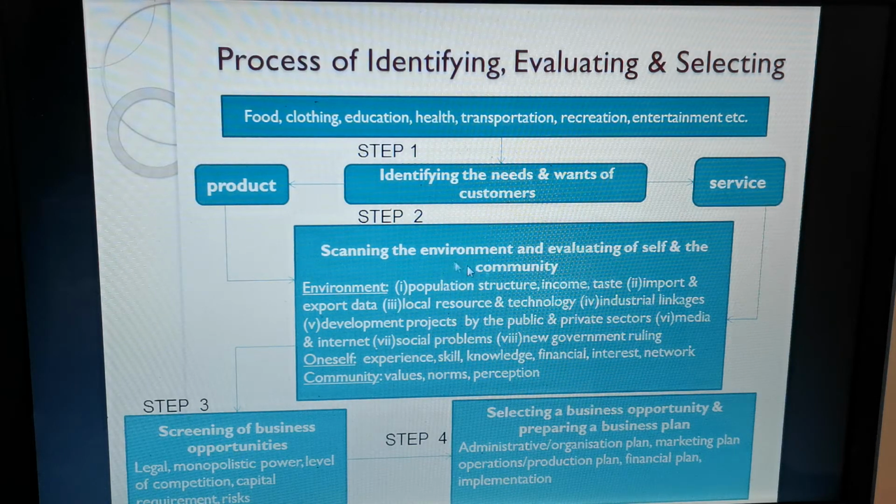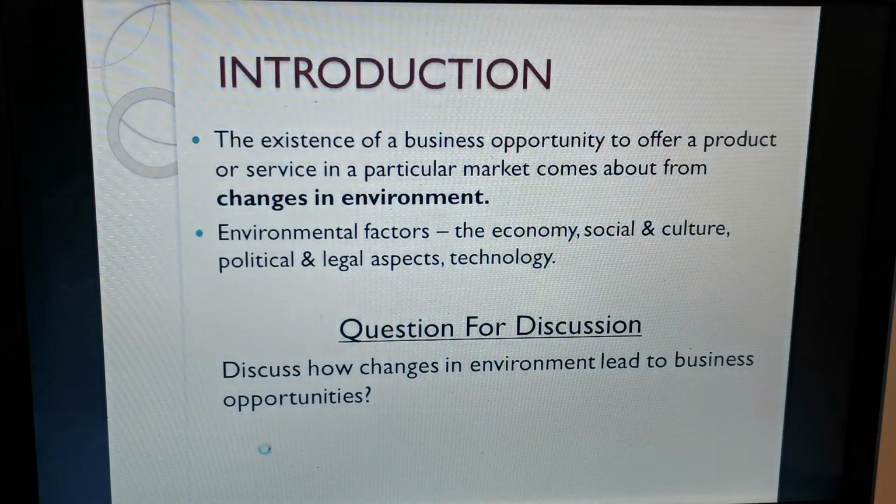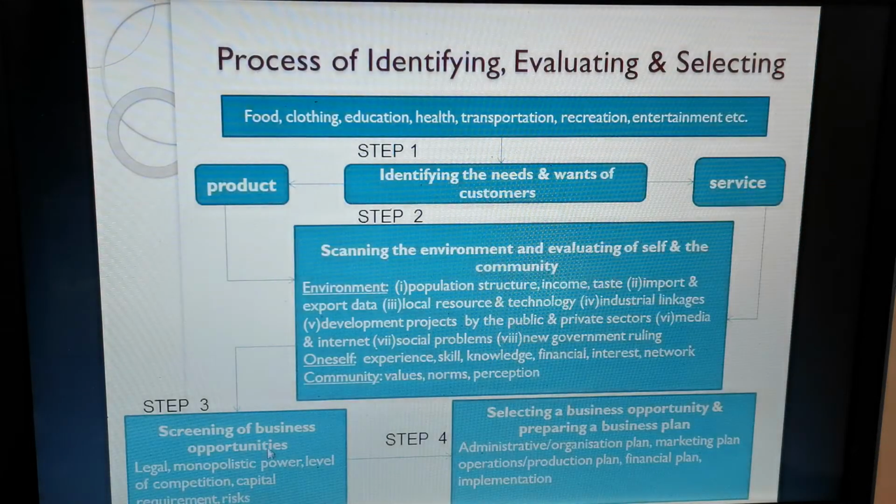So after we have identified the needs and wants of customers in terms of product and service, and scanned the environment, oneself, and community, we move on to step number 3. Step number 3 is screening of business opportunities in terms of legal aspect, monopolistic power, level of competition, whether it's very stiff, moderate, or perhaps very low, and capital requirement, how much money you want to put in your business, and also certain risks that need to be considered.